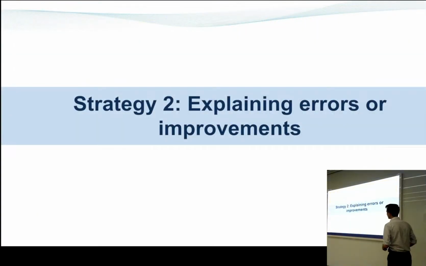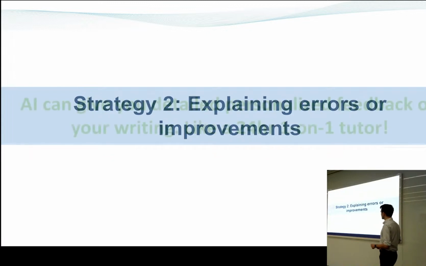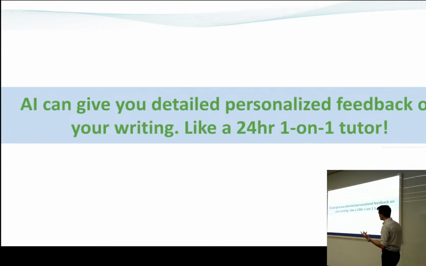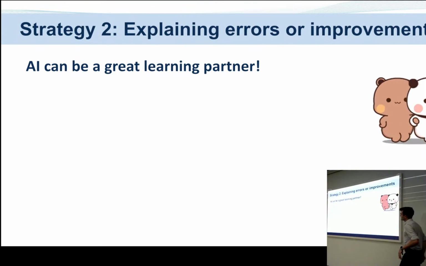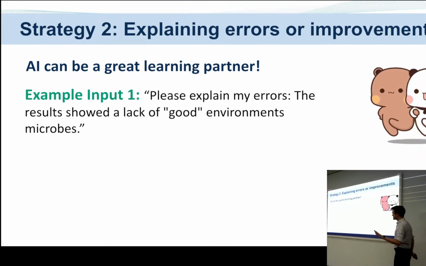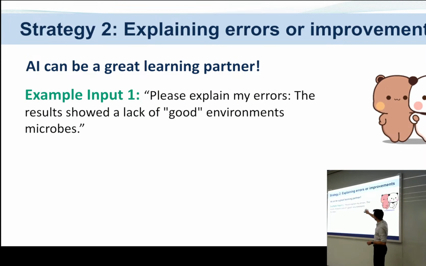Strategy 2, explaining errors or improvements. AI can give you detailed personalized feedback on your writing, like a 24-hour one-on-one tutor. We know this. I'll be a little fast. AI is a great learning partner. Which one's AI, which one's you? You can decide. Please explain my errors.